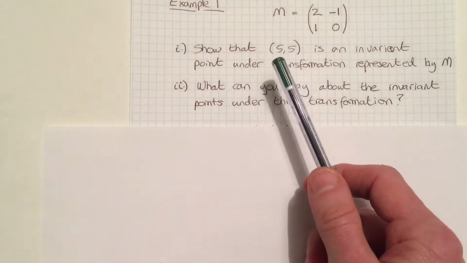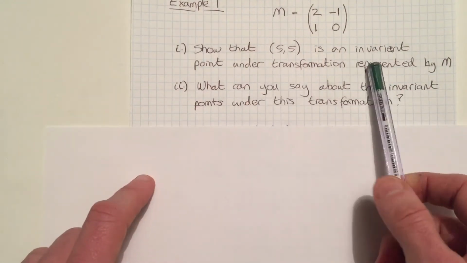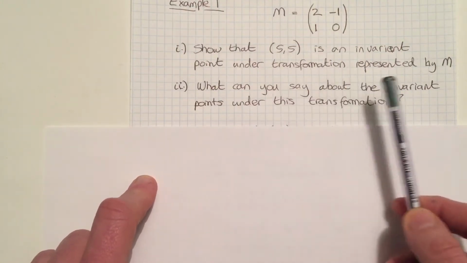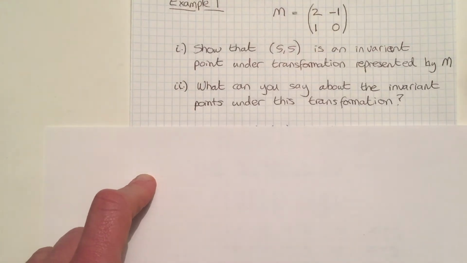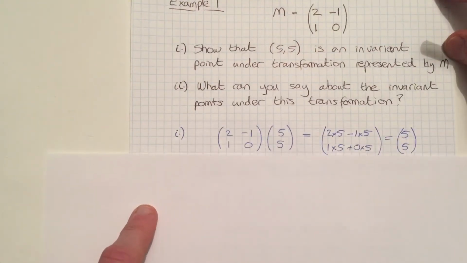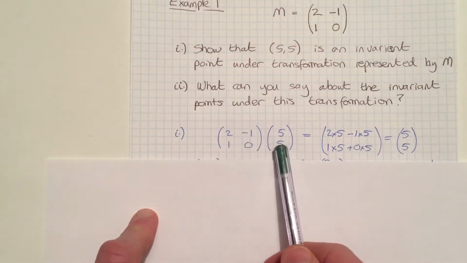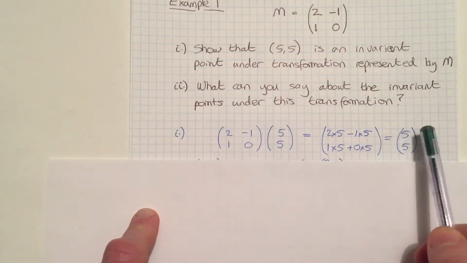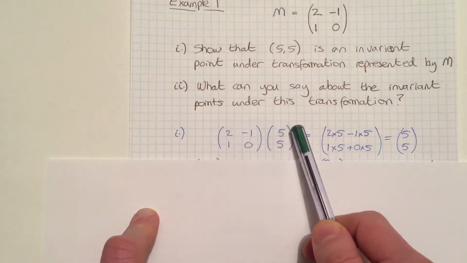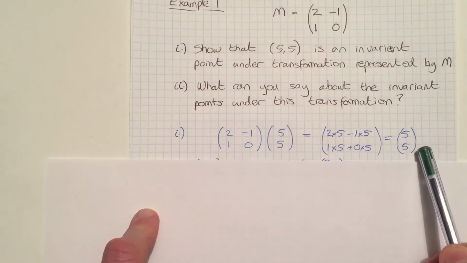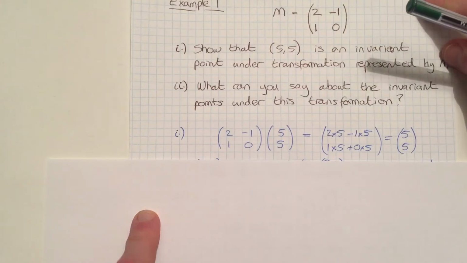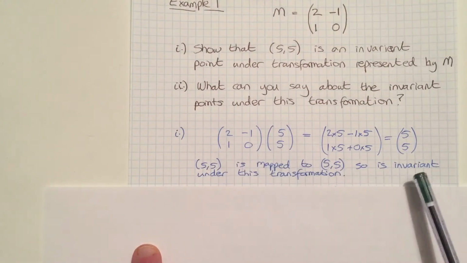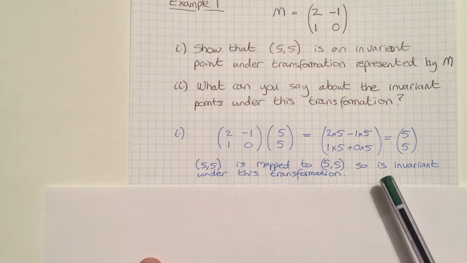So if I want to show that 5, 5 is an invariant point, basically I just want to apply this transformation to the coordinate 5, 5, and hopefully I will get 5, 5 if it's invariant. So if I apply the matrix to 5, 5, 2 times 5 plus minus 1 times 5 gives 5. 1 times 5 plus 0 times 5 gives 5. So we can see that the coordinate 5, 5 gets mapped to the coordinate 5, 5. Therefore, that coordinate is invariant under this transformation.